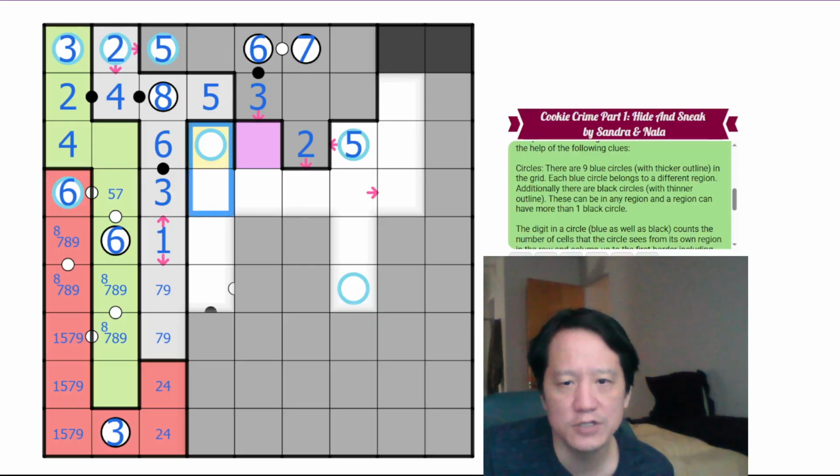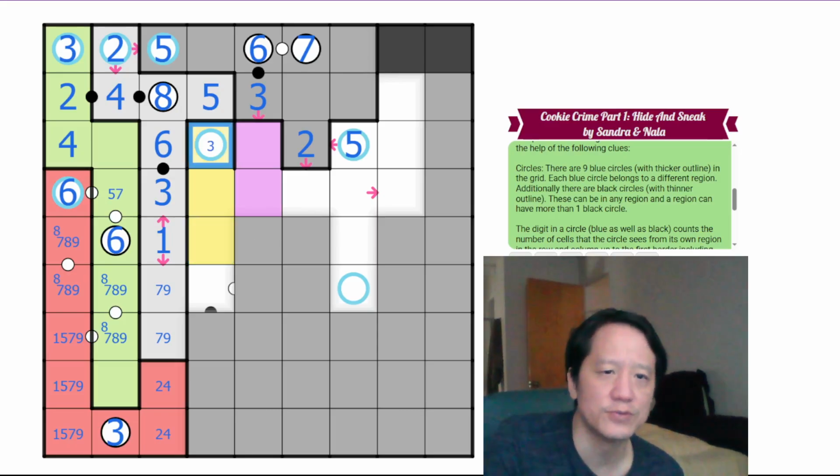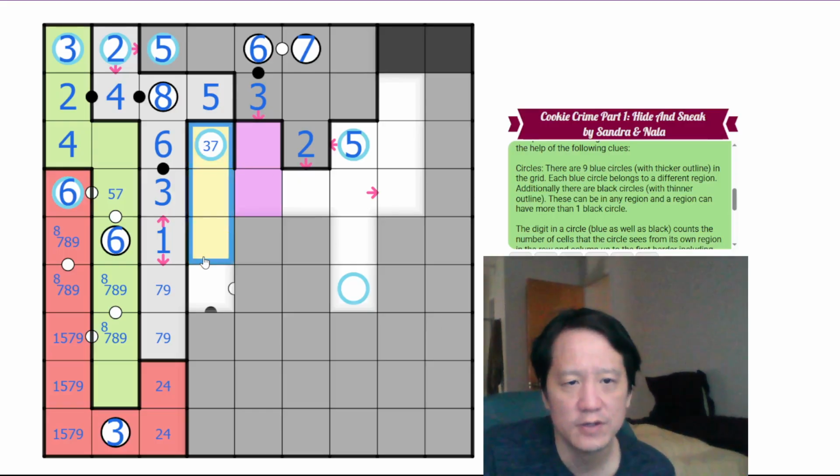Yellow has to go down. Pink has to go down, which means yellow must go down a further one. This sees at least 3, and it could see up to 7. So this is 3 or 7. So it either sees 3 here, and then it goes that way.